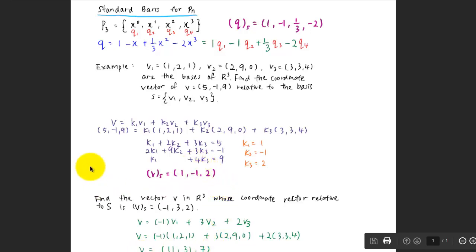And the previous example's solution was to find the coordinate vector. And in this case, it is to find the vector.